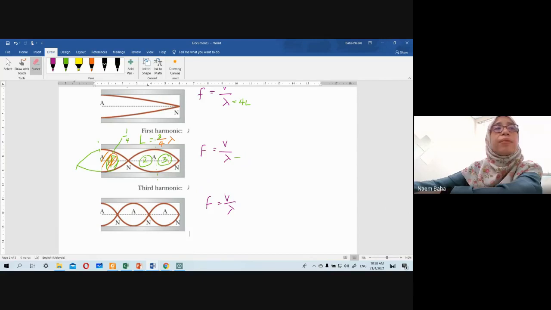Because this is lambda. Green. So 4 times L, 4L, but divided with 3. Okay. How about this one? Okay. You are now an expert.